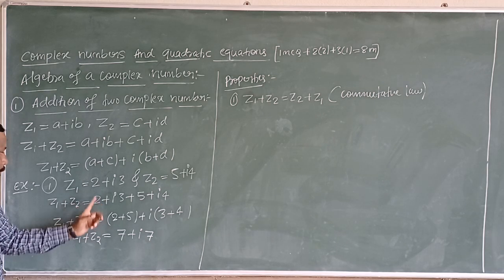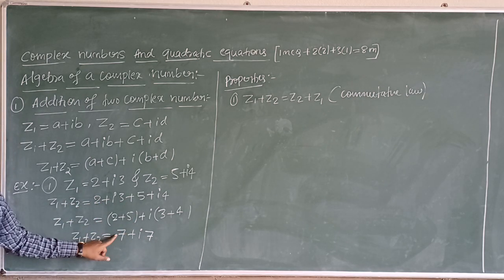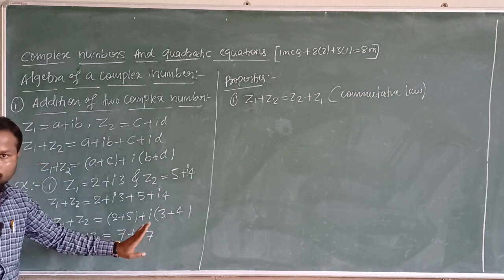See here, 2 plus 5 gives 7, 5 plus 2 gives 7. 3 plus 4 is 7, 4 plus 3 is 7; nothing changes.